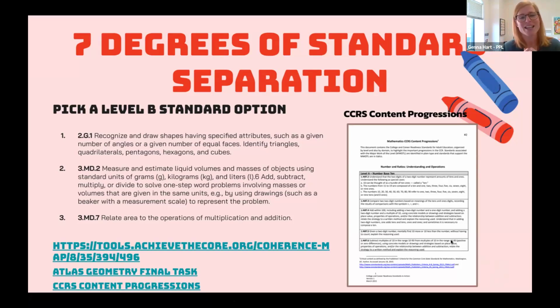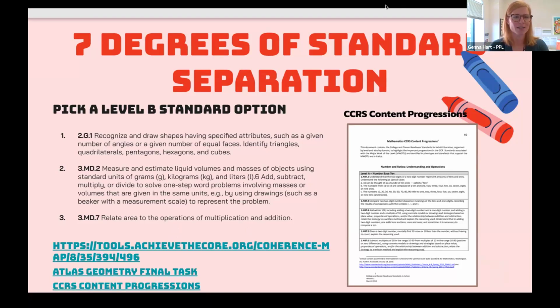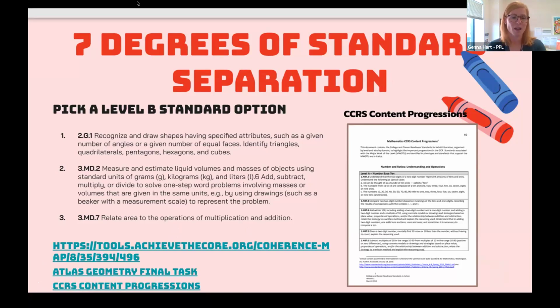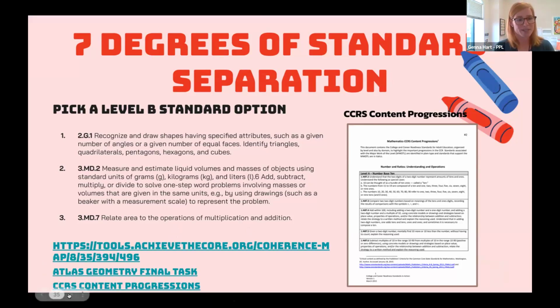So what we're going to do is we're going to have you look at geometry just to change things up a little bit. We've picked 3 level B standard options for you to start at. And then we are including some tools for you to use. So we want you to use the Achieve the Core website, the CCRS content progressions, and the Atlas Geometry Final Task. So you can start wherever you would like on this. But the idea is to just give you time to explore.